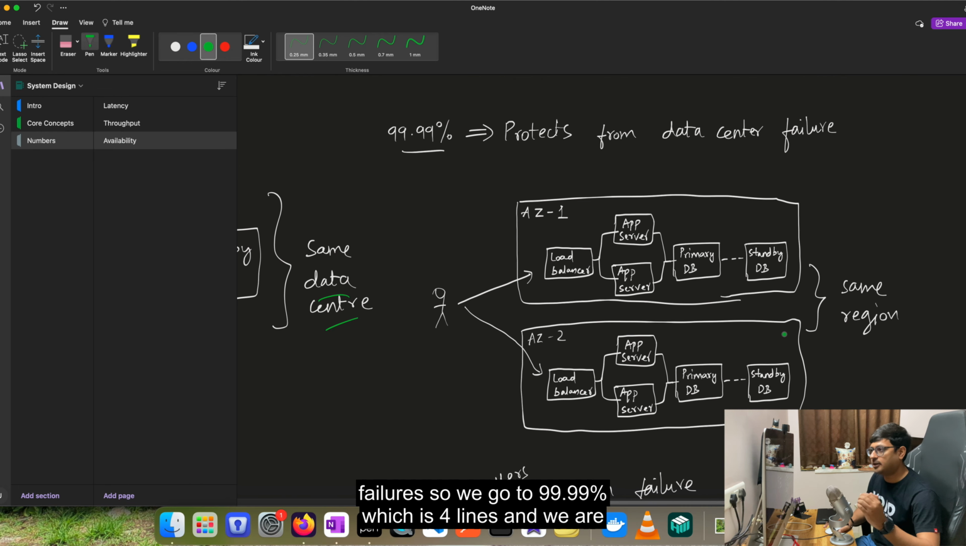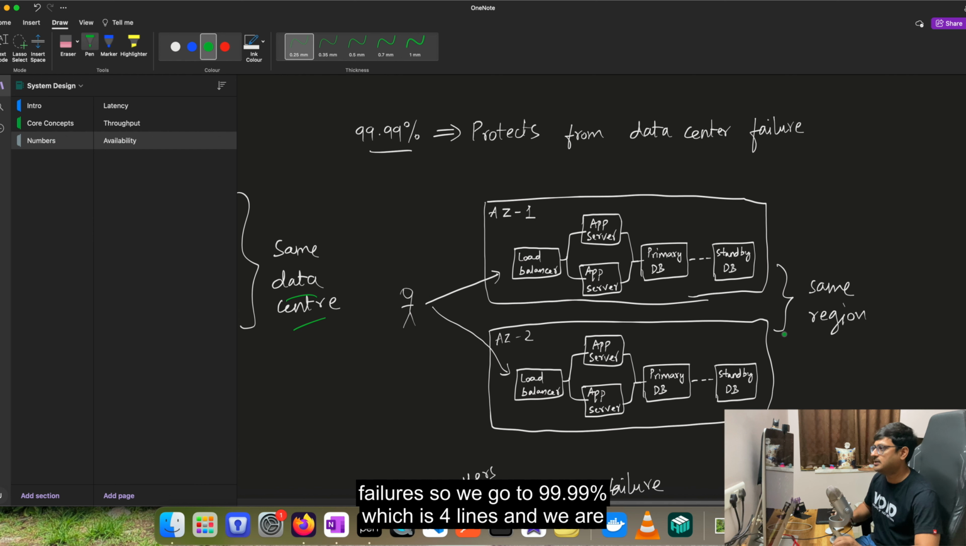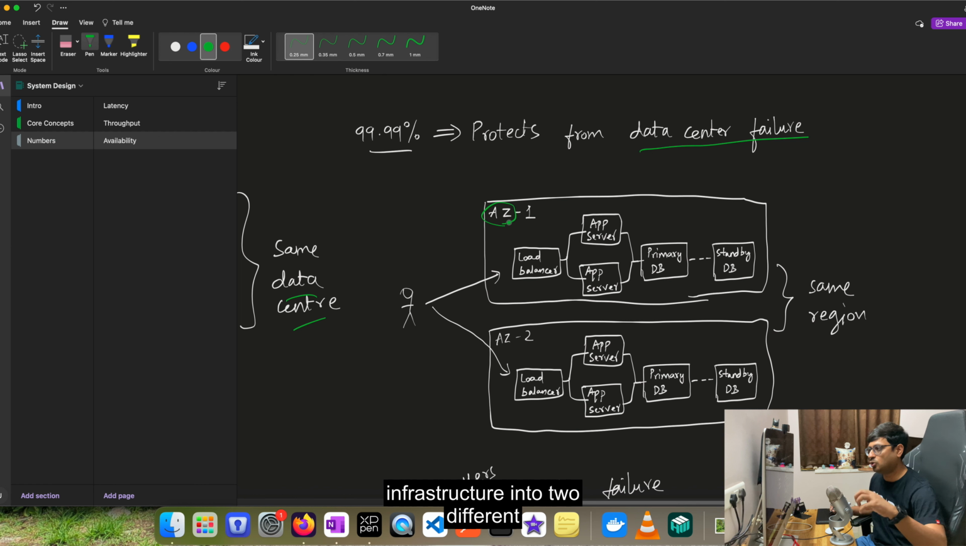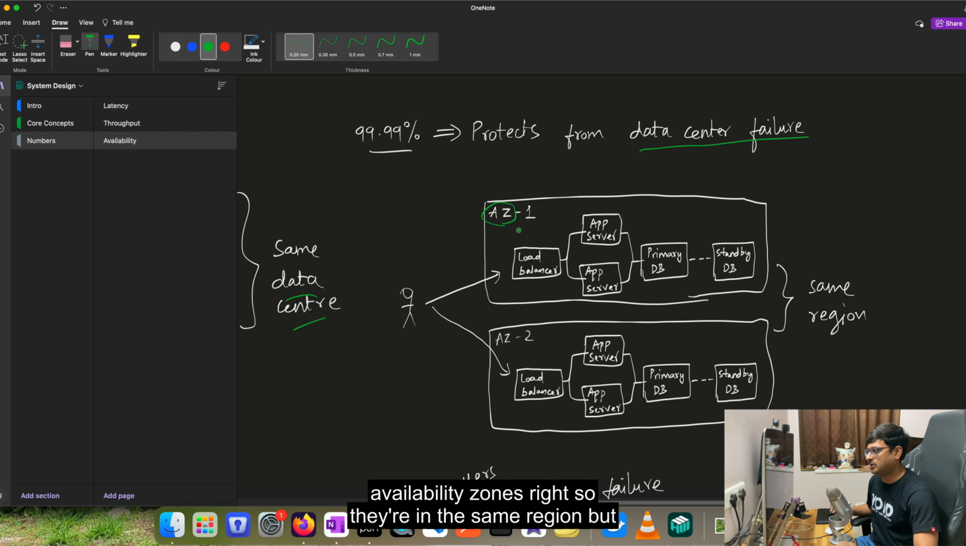So we go to 99.99%, which is 4 9's, and we are protecting from data center failure here. So what do we do now? We go to availability zones. We distribute the infrastructure into 2 different availability zones, right? So they're in the same region, but they are in two different availability zones.